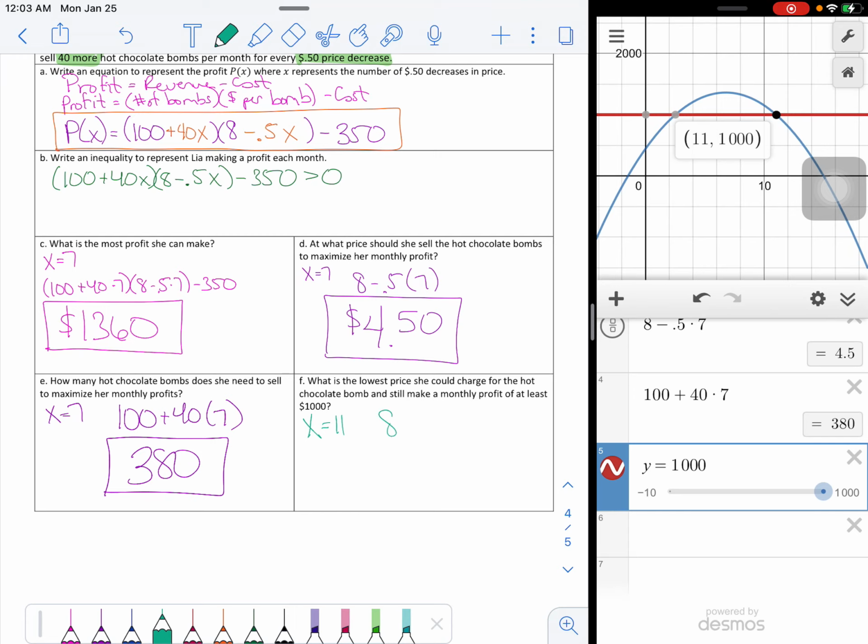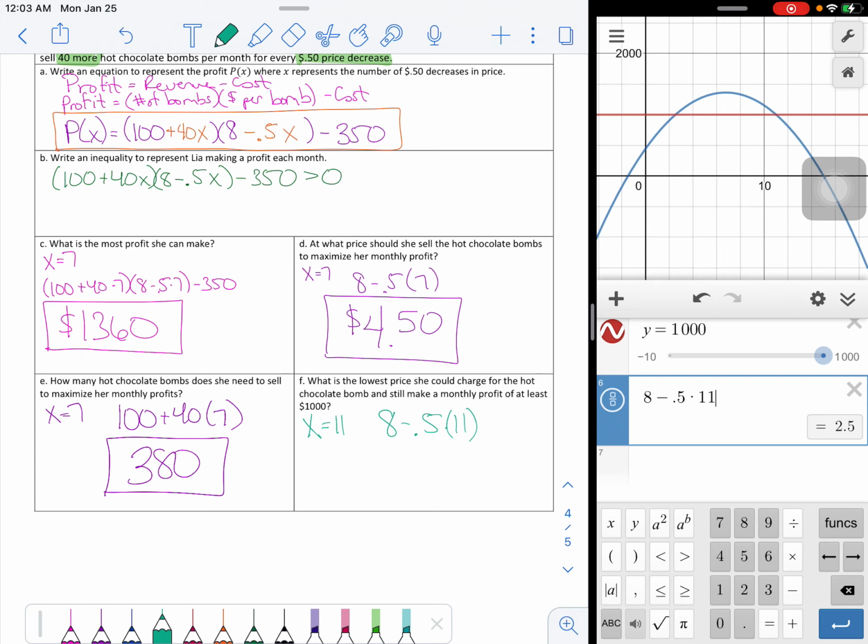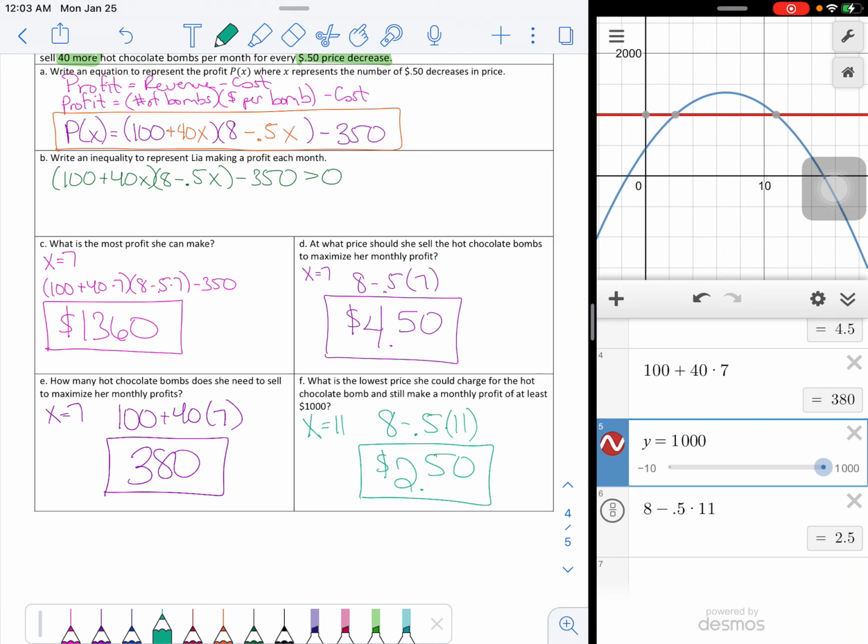What is the lowest price? So price is 8 minus 0.5 times 11. Let me go ahead and use the parentheses there. So 8 minus 0.5 times 11. So if she were to drop her price to $2.50 per hot chocolate bomb, she would be selling enough of them that she would still make a profit of at least $1,000 a month. In fact, she would make exactly $1,000 a month selling those.